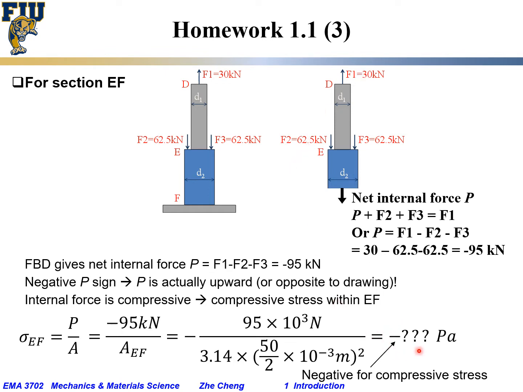Again, this negative sign would be for compressive. We draw it down, tensile for positive, so we get a negative number. That means it's for compressive.